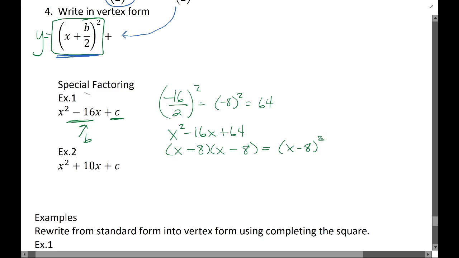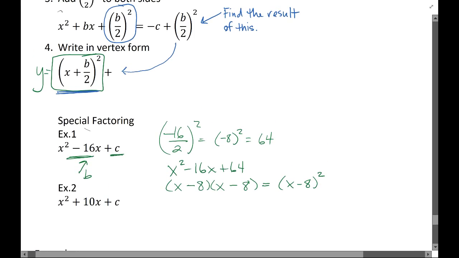Now, without doing the regular factoring, you could have figured that out using what I showed you up here in step 4. If you're using your b value or adding half the b value squared, then the x squared gives us our x, and then if you just take half of the middle term, half of negative 16 is negative 8, and then quantity squared.